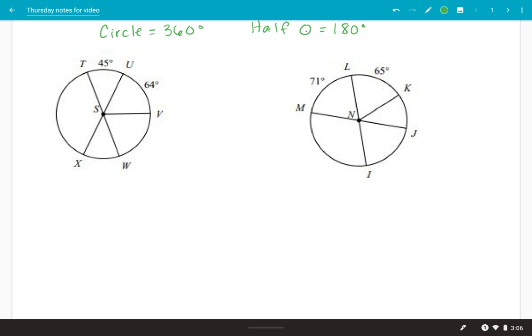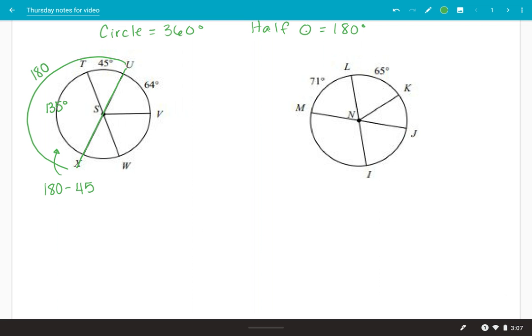diameters. So the first one I'm going to do, and I'll do these in different colors to make it easier. So this first diameter is half a circle. So we know this whole part is 180 degrees. So what I can do is 180 degrees minus 45 to get me that arc right there. So 180 minus 45 is going to give me 135 degrees.